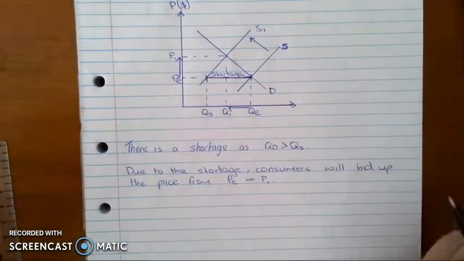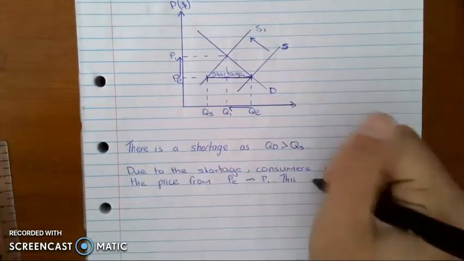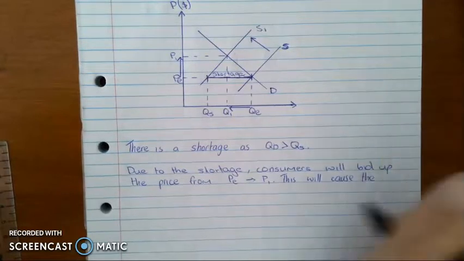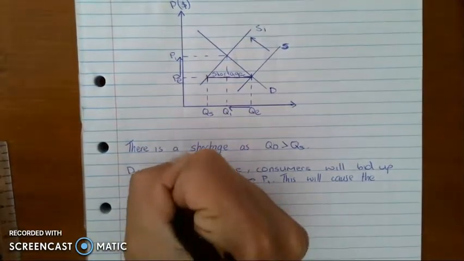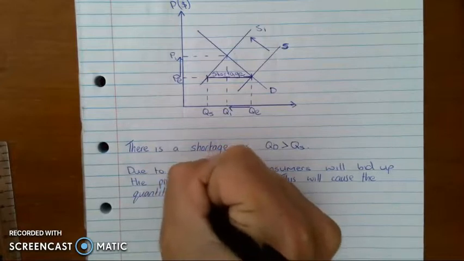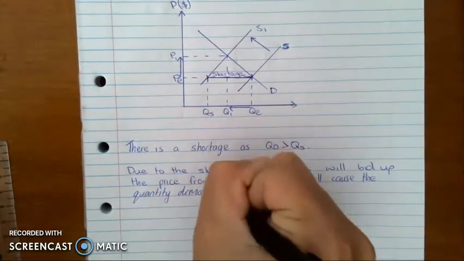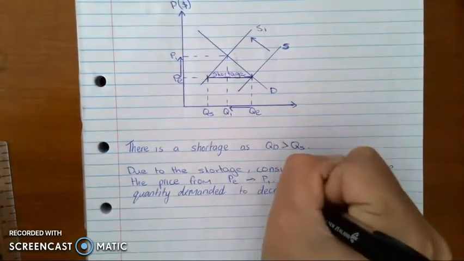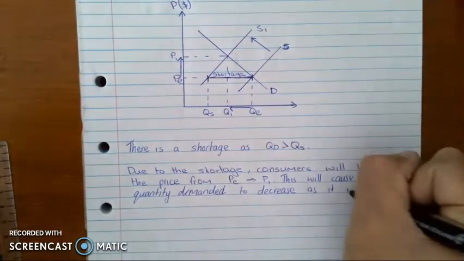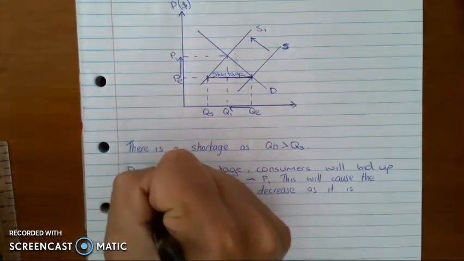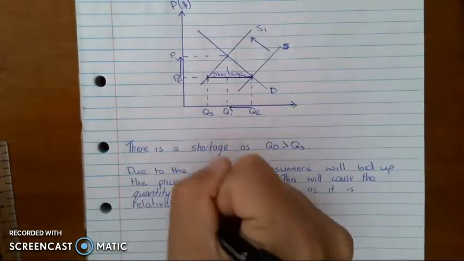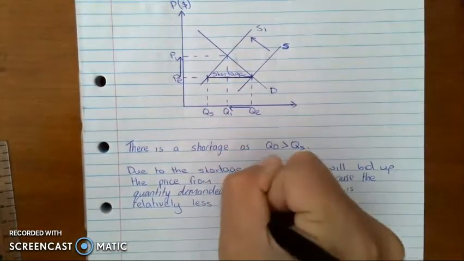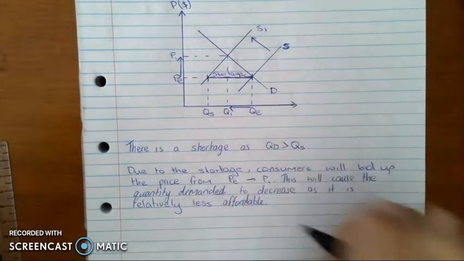So this will cause the quantity demanded to decrease as it is relatively less affordable. So remember, when we talk about the consumers, we always talk about affordability.